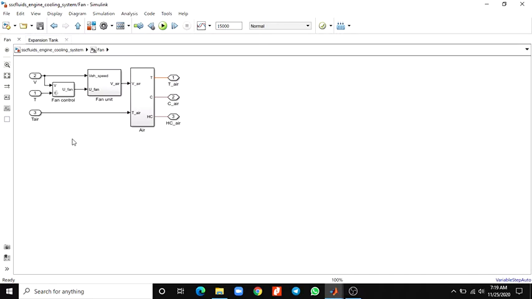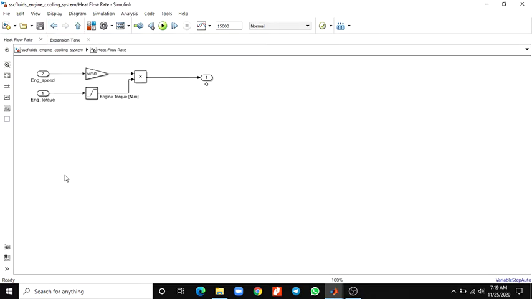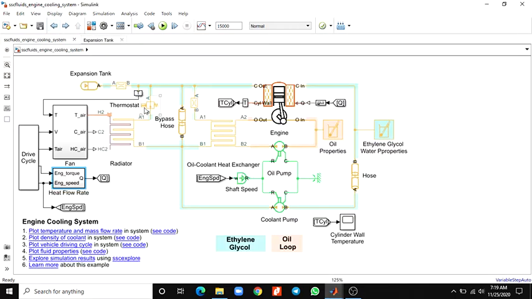Here this is a fan block, the fan unit, the heat flow rate block, and the thermostat. Here this is an oil pump and a coolant pump. Two fluids are used for cooling this system. The first one is ethylene glycol, and the other is the oil loop. The ethylene glycol and SAE hydraulic oil are used in the coolant system as a function of pressure and temperature.